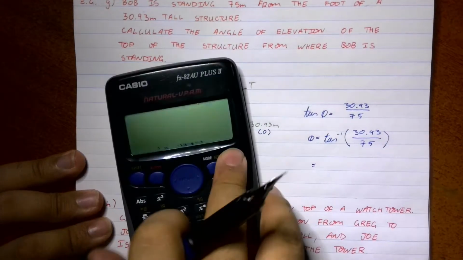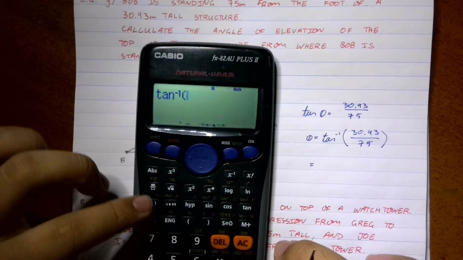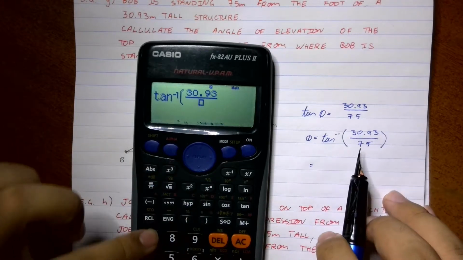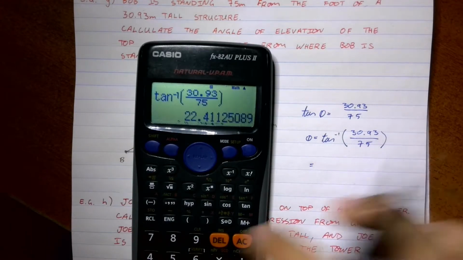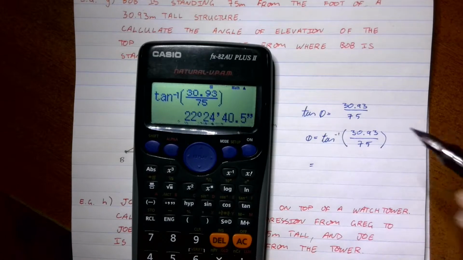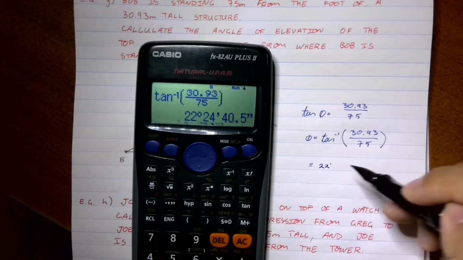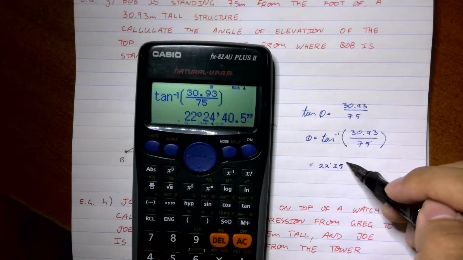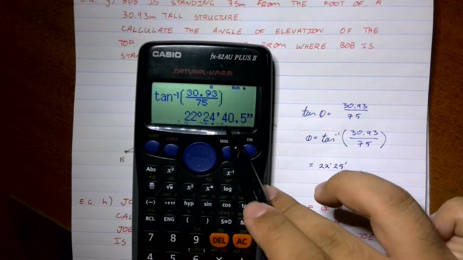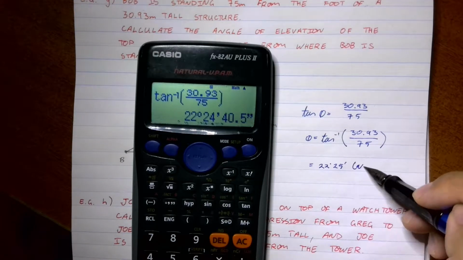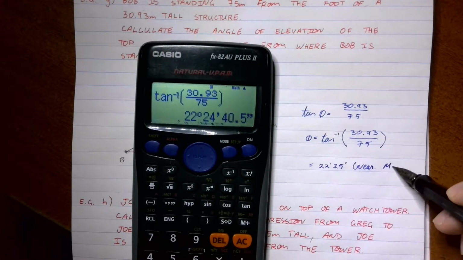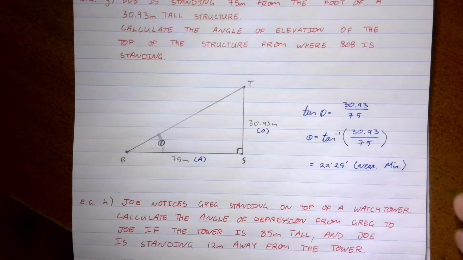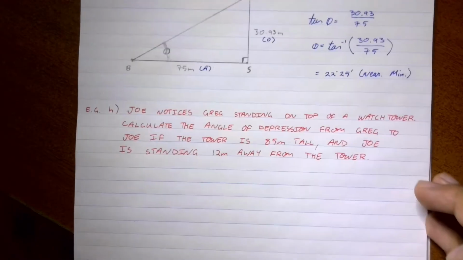Inputting this into our calculator, we get tan inverse of 30.93 over 75. Using the angles button, we get 22 degrees 25 minutes, because we round up from 40 seconds to the nearest minute. There we go. Let's get to the next one.